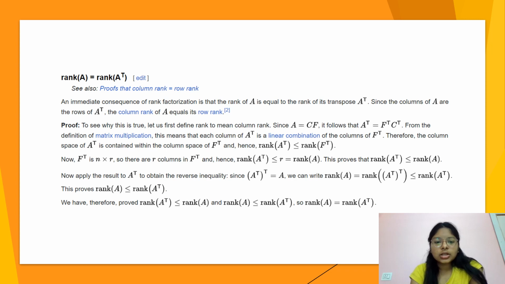Now apply the result to A transpose to obtain the reverse inequality. Since A transpose whole transpose is equal to A, we can write rank of A is equal to rank of A transpose whole transpose, which is less than or equal to rank of A transpose. This proves rank of A is less than or equal to rank of A transpose. We have therefore proved rank of A transpose is less than or equal to rank of A, and rank of A is less than or equal to rank of A transpose. So rank of A is equal to rank of A transpose.